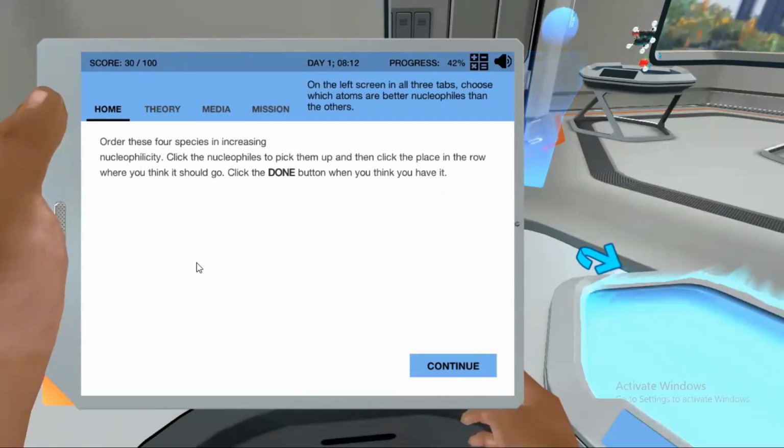Order these 4 species in increasing nucleophilicity. Click the nucleophiles to pick them up and then click the place in the row where you think it should go. Click the Done button when you think you have it.